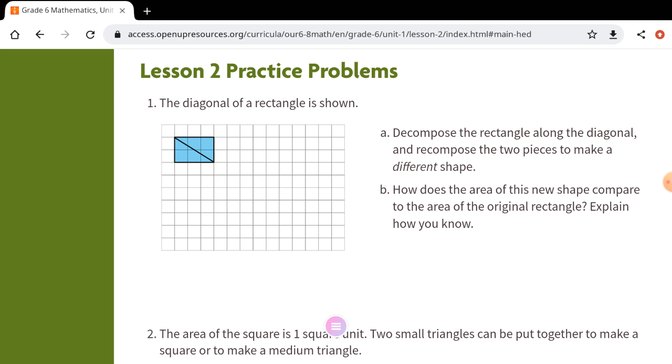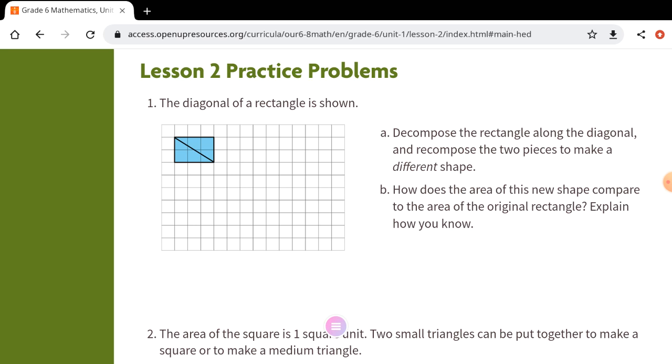Okay, so they drew the diagonal line through the center of that rectangle. Part A says decompose the rectangle along the diagonal and recompose the two pieces to make a different shape. What does that mean? We would probably use a different word there. Sadie? So you take a part of the rectangle and then you build it again a different way. Yeah, you rearrange it and build it a different way.